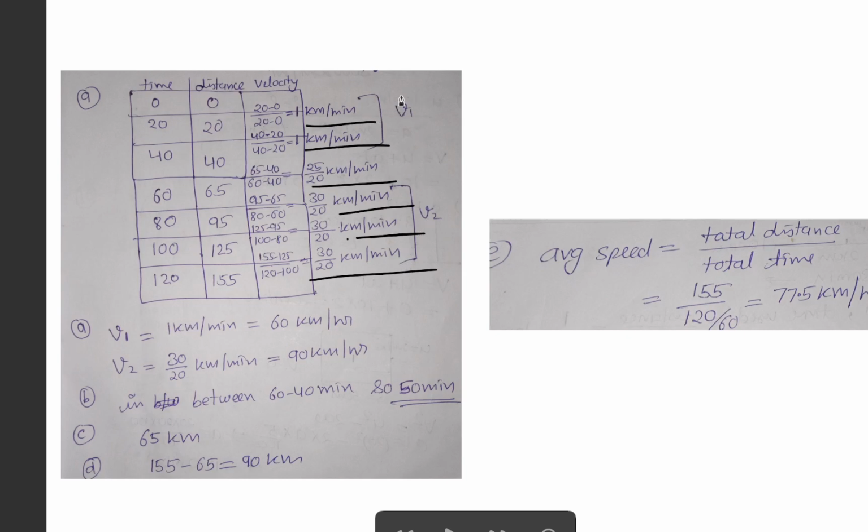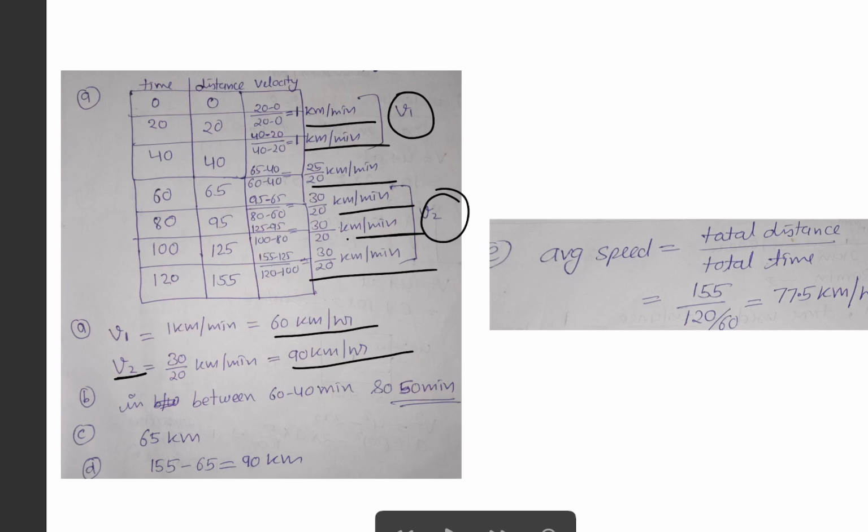So in this question they mentioned that for some time the velocity is uniform, so 1 kilometer per minute and 1 kilometer per minute will be v1, and the next velocity is not uniform. Again we are getting 30 by 20, 30 by 20 and 30 by 20. So v2 will be the second uniform velocity. So v1 is equal to 1 kilometer per minute, that is 60 kilometers per hour. If we convert minutes into hours, then we will get this. Then 30 by 20 kilometer per minute is the second uniform velocity, so 90 kilometers per hour.